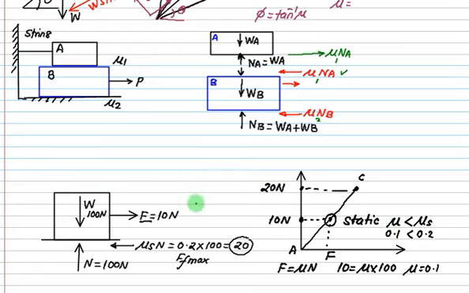If you apply 15 Newton, then what will happen? 15 is mu multiplied by 100. So is mu equal to 0.15? Every time you apply the force, your coefficient of friction is automatically adjusted. You don't have to do anything.